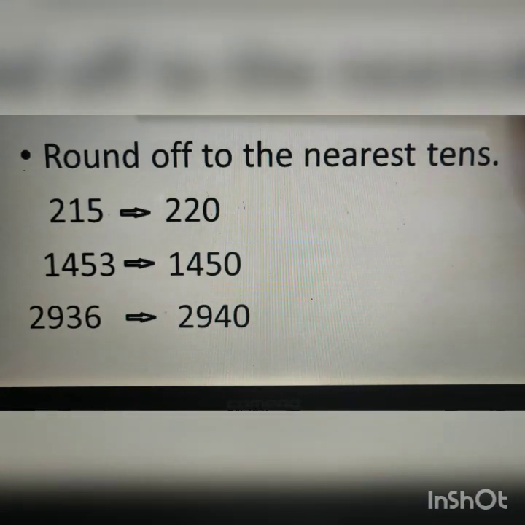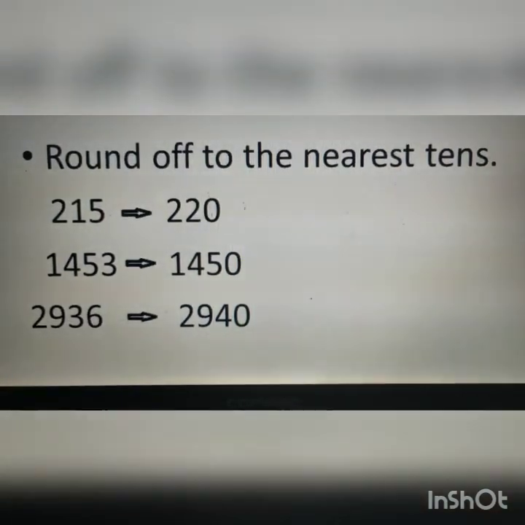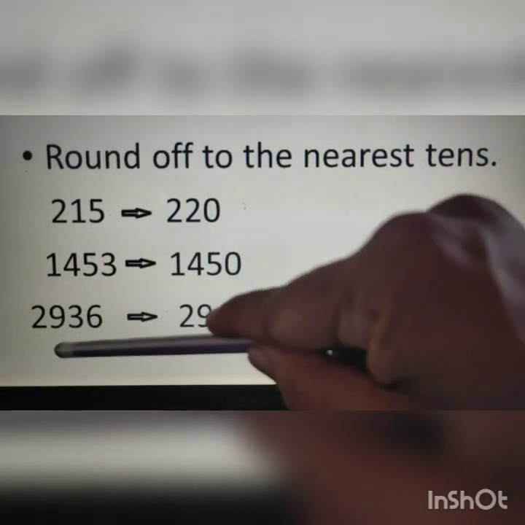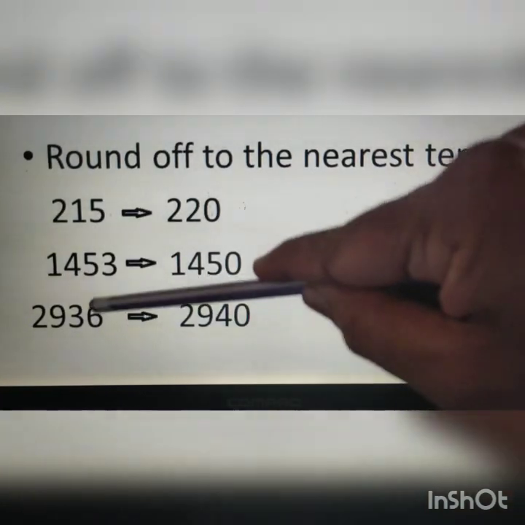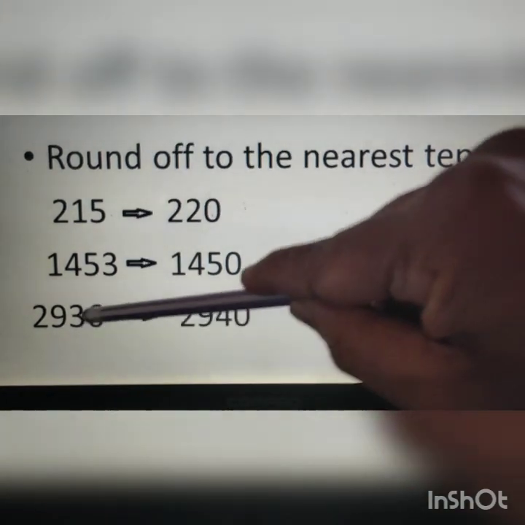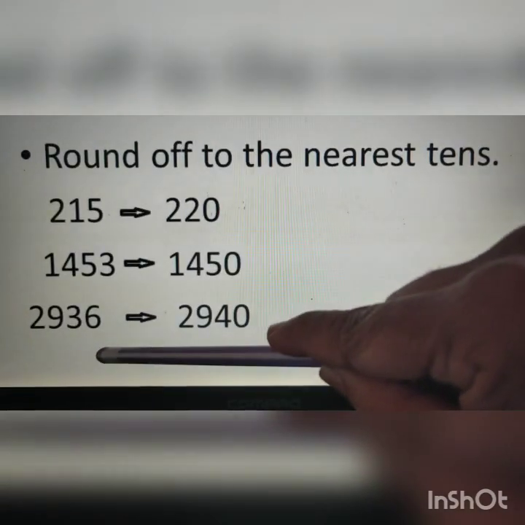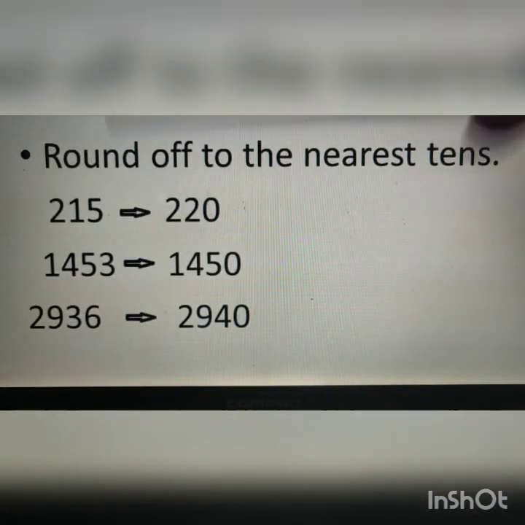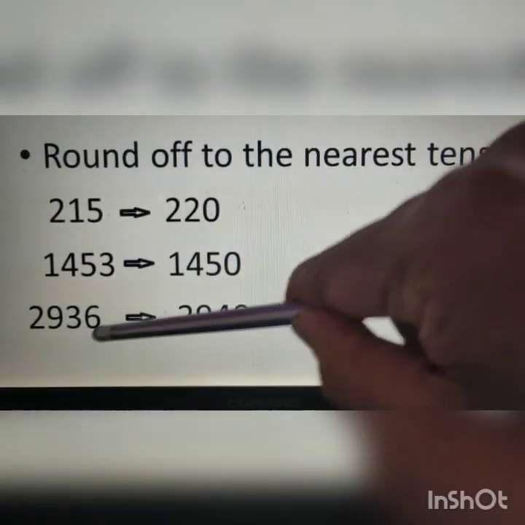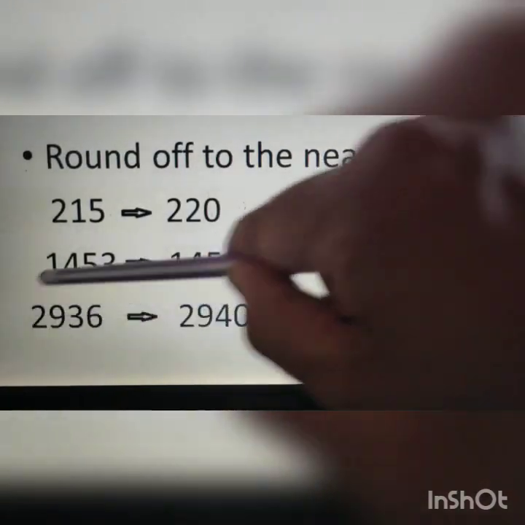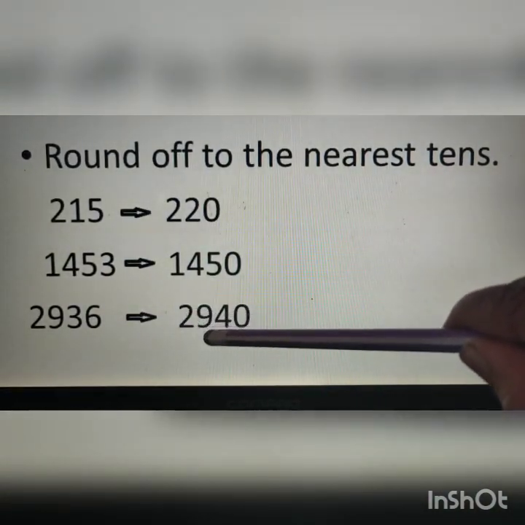Next question, 2936. The number in the tens place is 36, the ones place is 6. 6 is closer to 10 than 0. So we will round it off to 10, and 36 is between 30 and 40. So we will round it off to 2940.